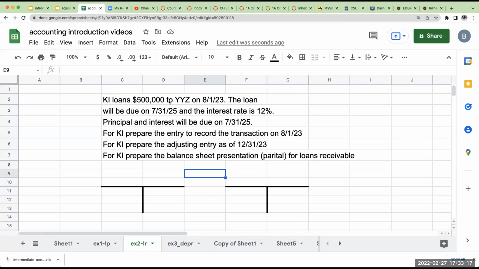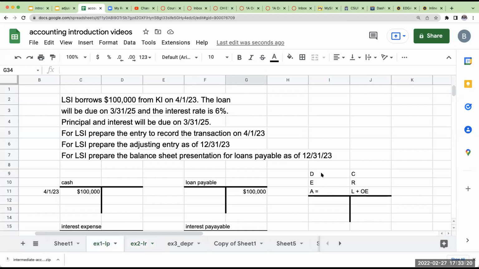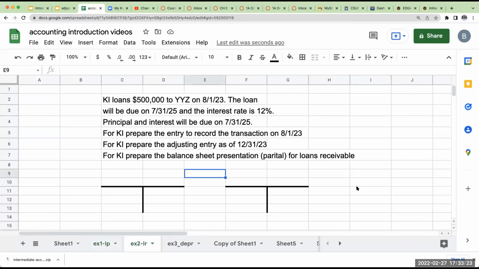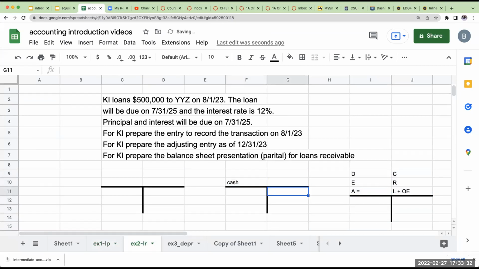So we are giving money to YYZ. So right over here, as we can see, I'm just going to borrow this real quick. Thank you, Bennett. Right over here, I'm giving money to YYZ. So my cash, which is an asset, is going to be going down. So I'm going to be crediting cash for that $500,000. So over here, 500 grand. Now for every credit, I need a debit. Over here, they owe me the money. So this is going to be a debit to a loan receivable. Okay, this is going to be 8/1/23. This is a different example than the loan payable, so let's just keep that in mind.